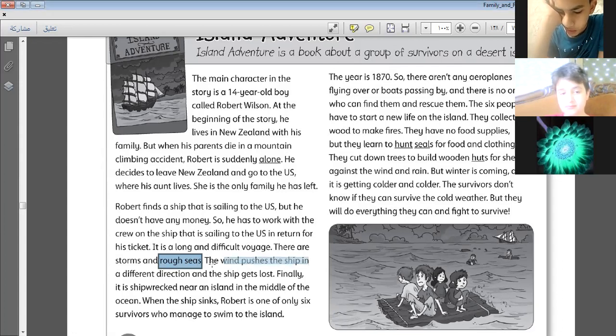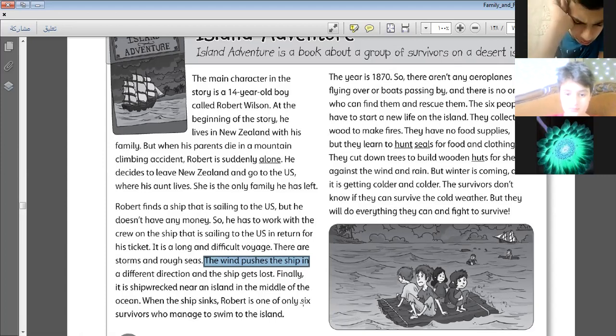So I am here now. The wind pushes the ship in a different direction and the ship gets lost. Finally, it's shipwrecked near an island in the middle of the ocean. When the ship sinks, Robert is one of only 6 survivors who managed to swim to the island.